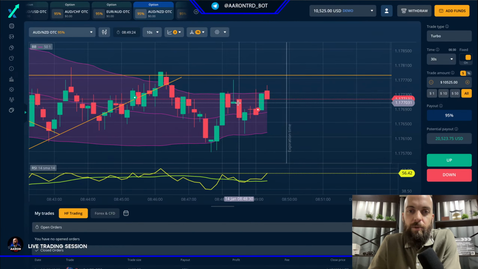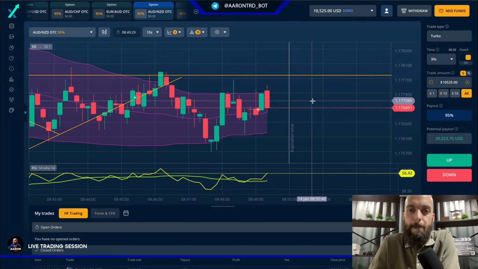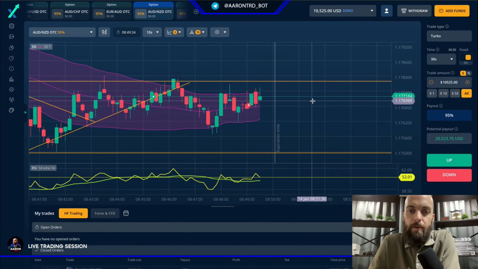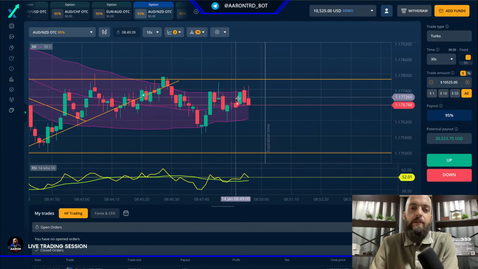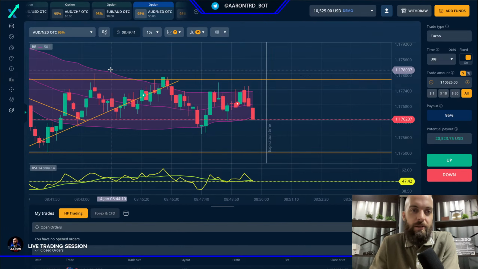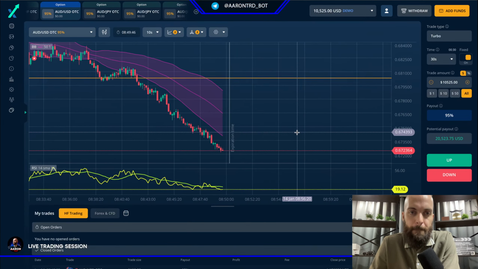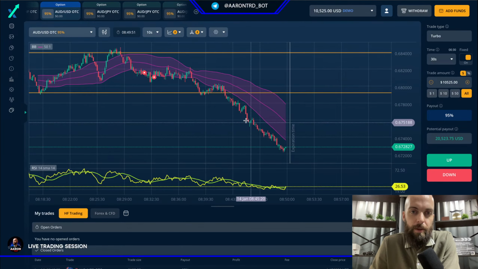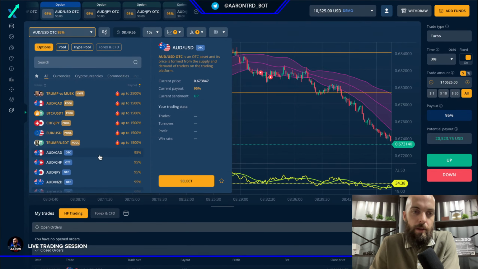If I had been a few seconds earlier, that would have been okay. It's really playing with our zone here. You see, the squeezing just makes it so risky, so let's just avoid this. Go back to our favorite of the day. Whew. Look at that. Broke through and just boom, fell straight down. I'm not touching that.